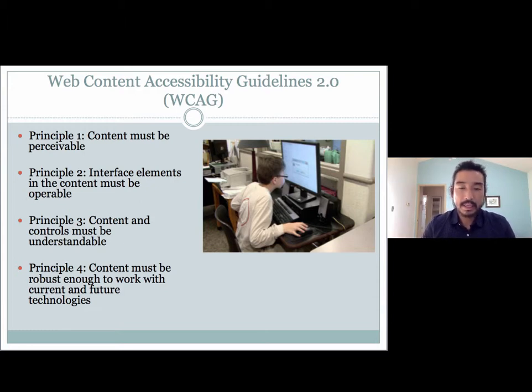I'm going to take a break now, and we're going to move on after this to the best practices for instructional designers to use to build accessible online content.